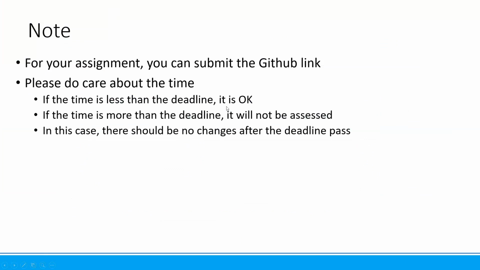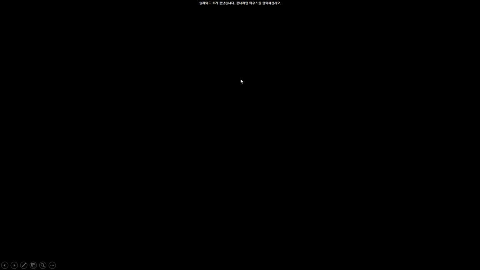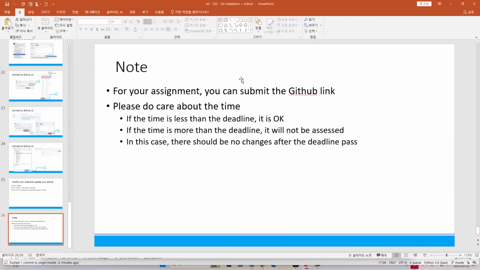If the time is less than the deadline, it is okay. But if the time is more than the deadline, it will not be assessed. So I will not give the assessment. In this case, there should be no changes after the deadline passes. Okay, that's about the GitHub. Any problems? No? Okay.